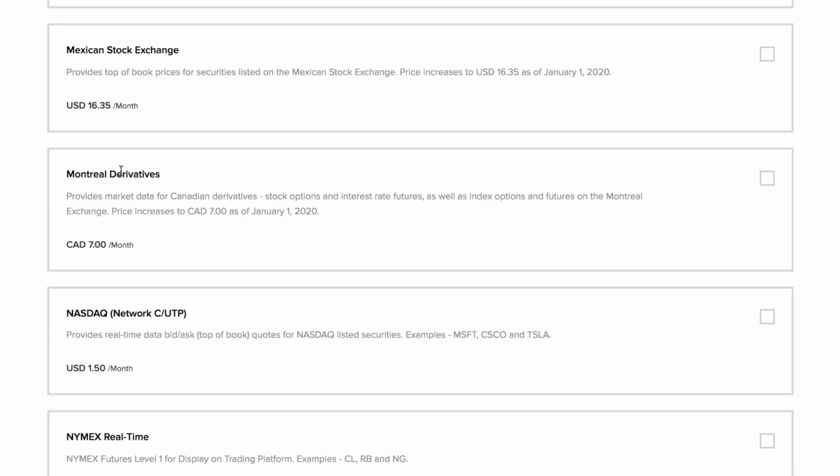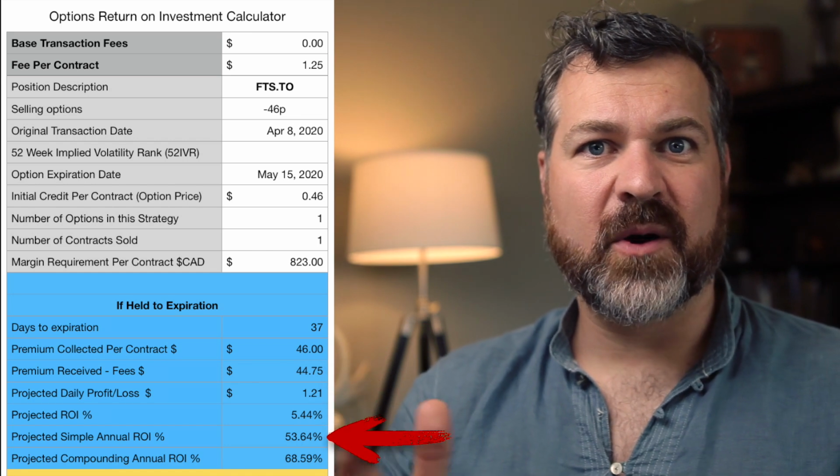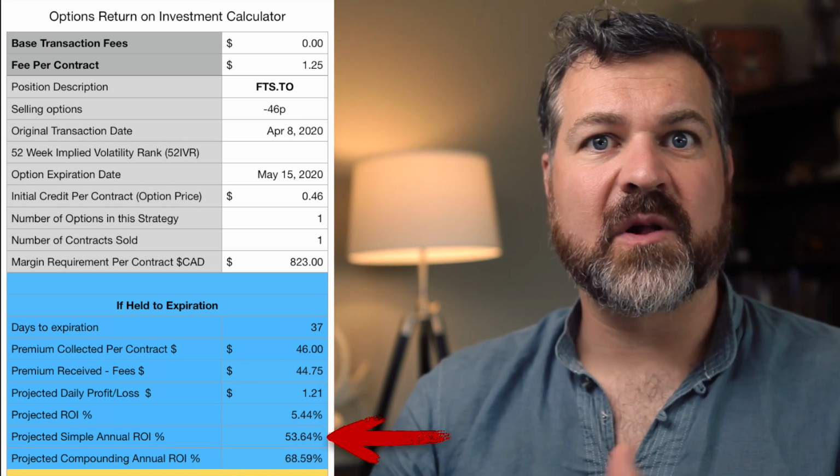If I wanted to get the real-time data on Canadian options, it's the Montreal derivatives, and it charges $7 Canadian per month. This would give us the real-time data for Canadian options. Now, as an options trader, most of my plays I'm not using to buy stock. What that means is that I'm actually entering the trade about 6 to 8 weeks out, and then I'm closing the trade about 3 weeks prior to expiration.